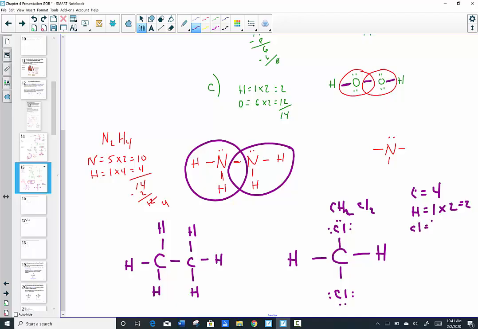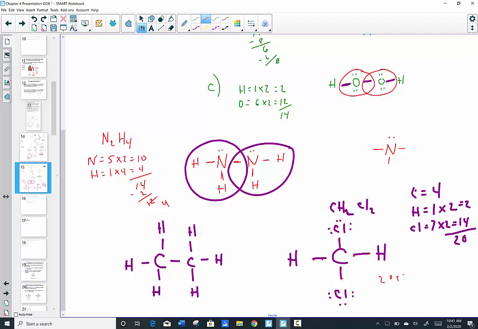Chlorine has 7 valence electrons, giving us a total of 14 dots. That gave us 20 dots to make our structure. 1, 2, 3, 4, 5, 6, 7, 8, and then 9, 10, 11, 12, 13, 14, 15, 16, 17, 19, 20. Hey, we used them all creating our dots. I hope that's getting easier and easier.